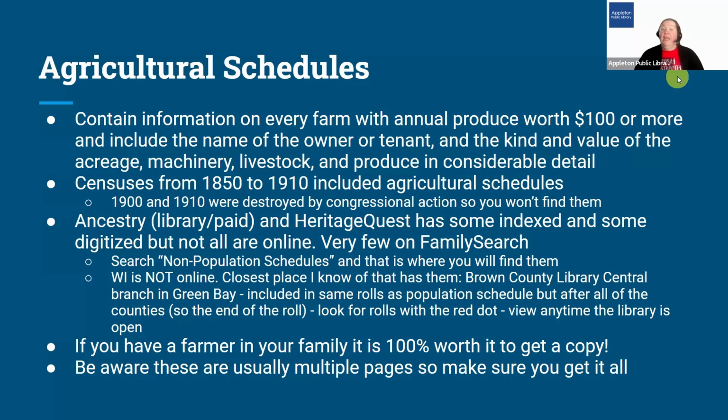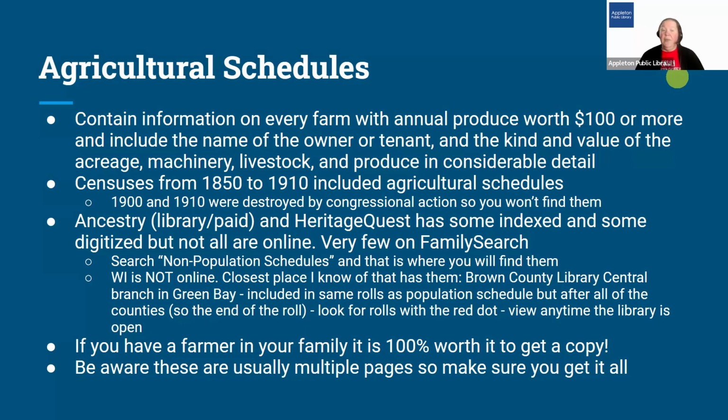Next up, we're going to talk about the agricultural schedules. So these contain information on every farm with an annual produce worth $100 or more. And that includes the name of the owner or the tenant. So if your ancestors were renting a farm, they would be included in this schedule. And then they also have the kind and the value of their acreage, what machinery they had, the livestock, and then what they produced on this farm in a lot of detail.